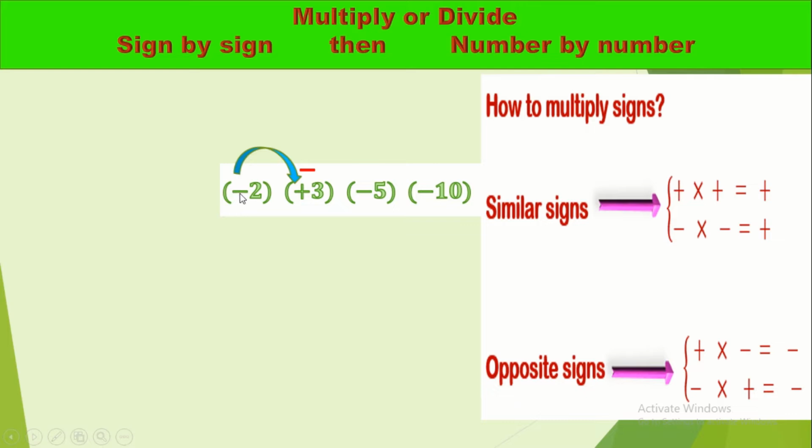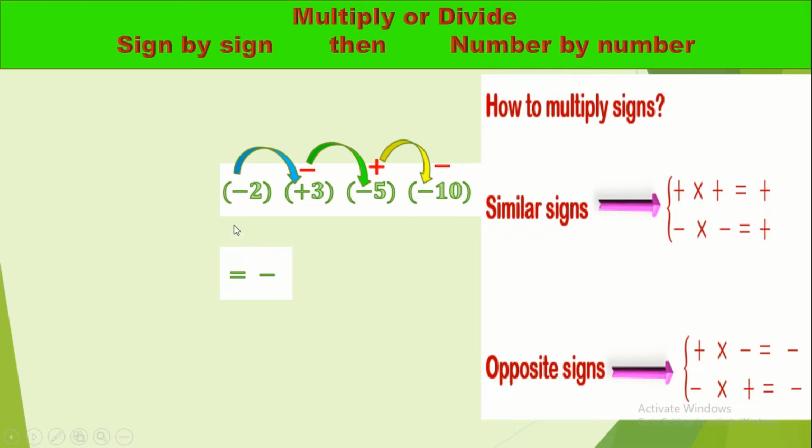Well, if you note here, minus times plus, opposite signs, they give us minus. Now, we multiply the answer by the other sign, so minus times minus, it gives us plus. Now we multiply this answer by the next sign, so plus times minus, it gives us minus. So the sign of our answer should be minus.